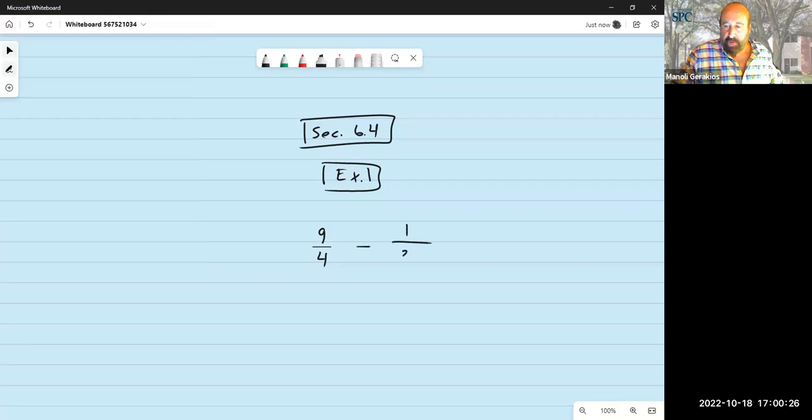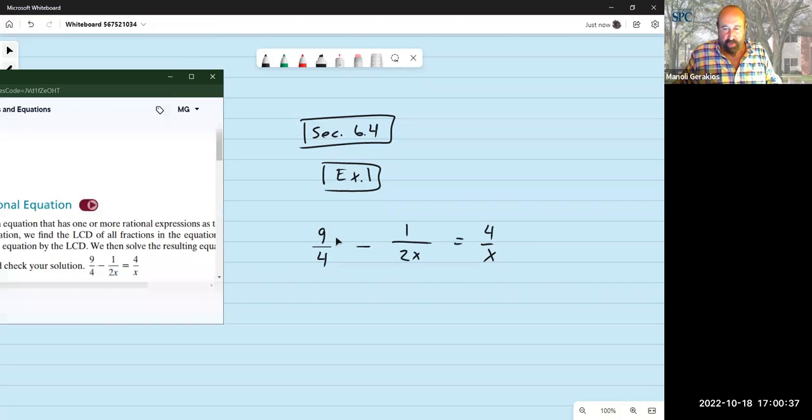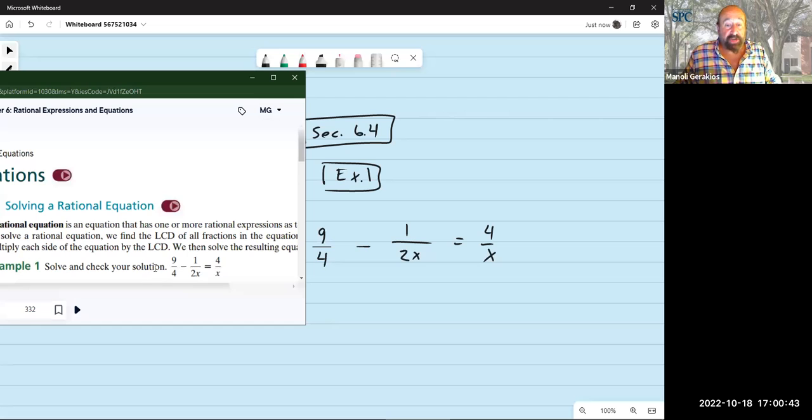Minus 1 over 2x equals 4 over x. I'm just making sure that I copied it correctly. 9 over 4 minus 1 over 2x equals 4 over x. And the instruction is solve. And then you could check your solution as well.